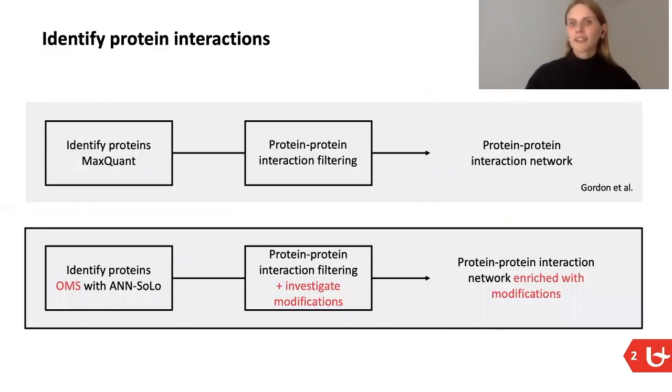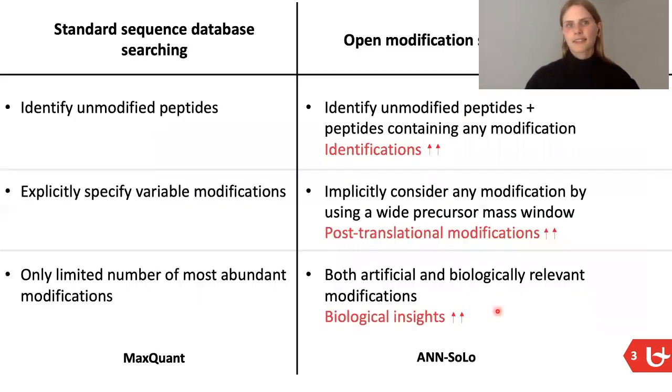In the original study, proteins were identified with MaxQuant, and after protein interaction filtering, they achieved a protein interaction network. We reprocessed their data with open modification searching with ANN-SoLo, and in addition to identifying proteins, we identified post-translational modifications. After a similar protein-protein interaction filtering step, we got a protein interaction network enriched with modifications.